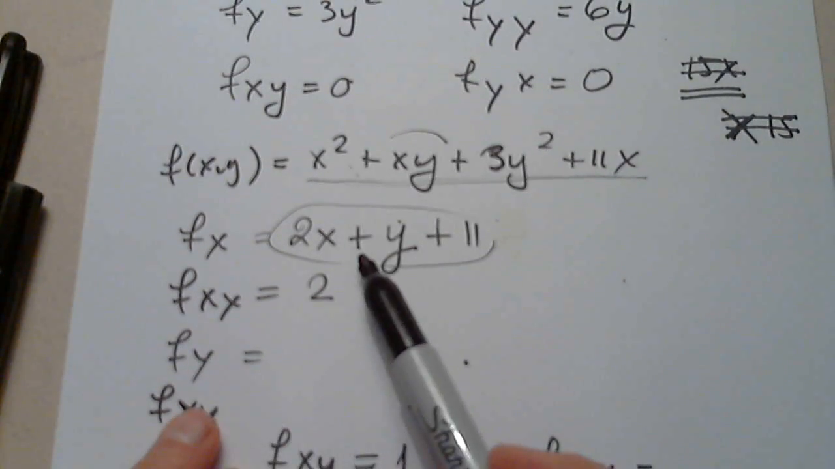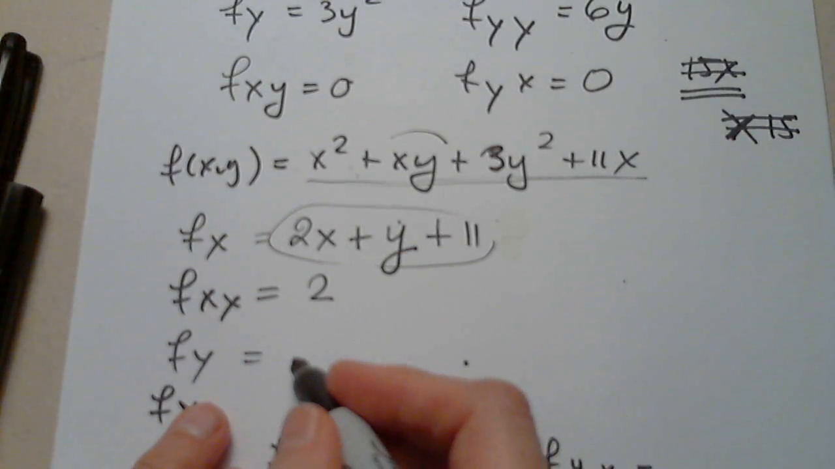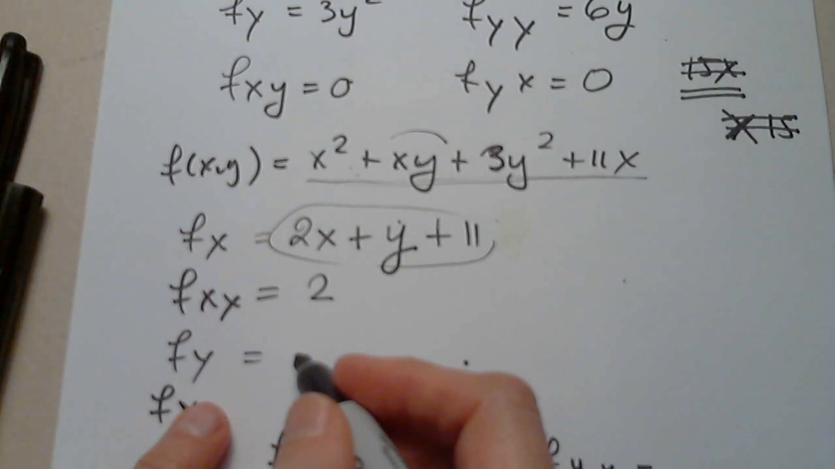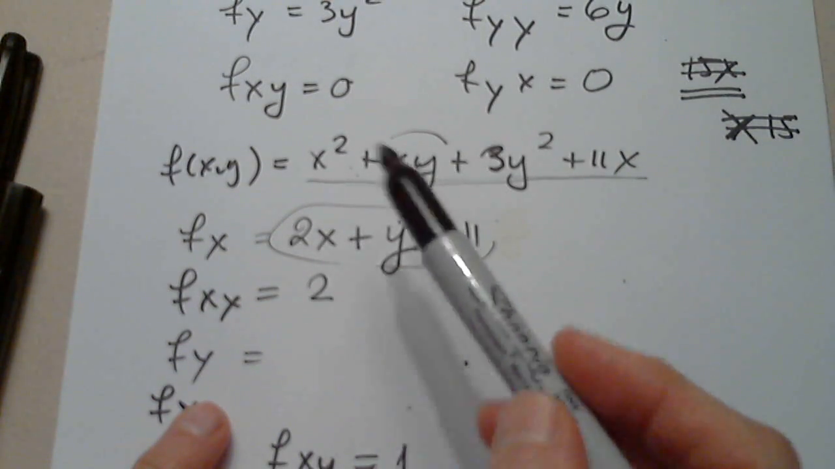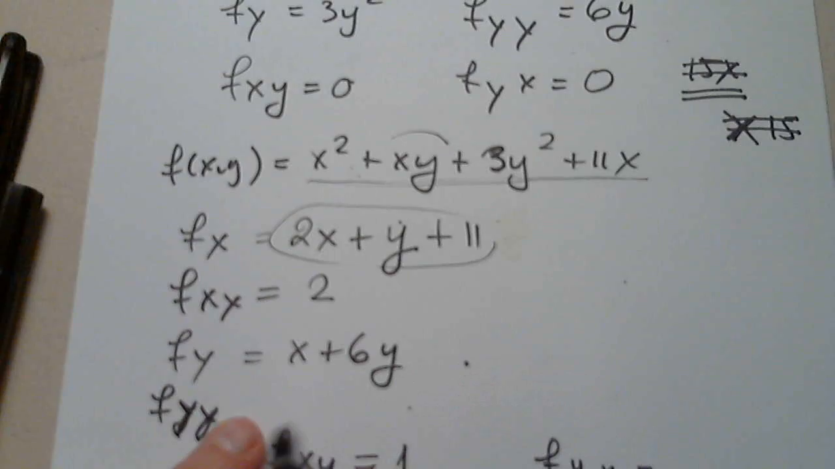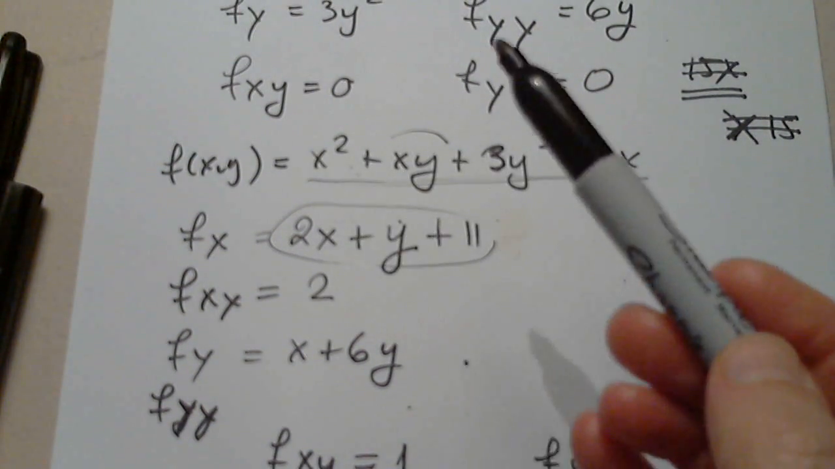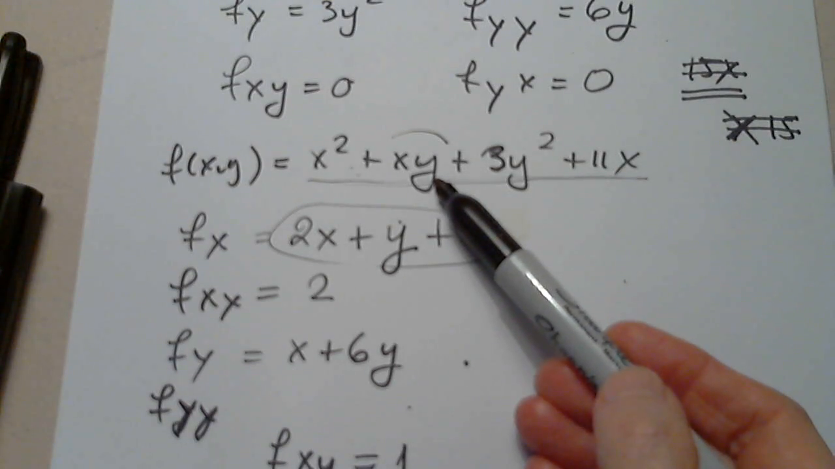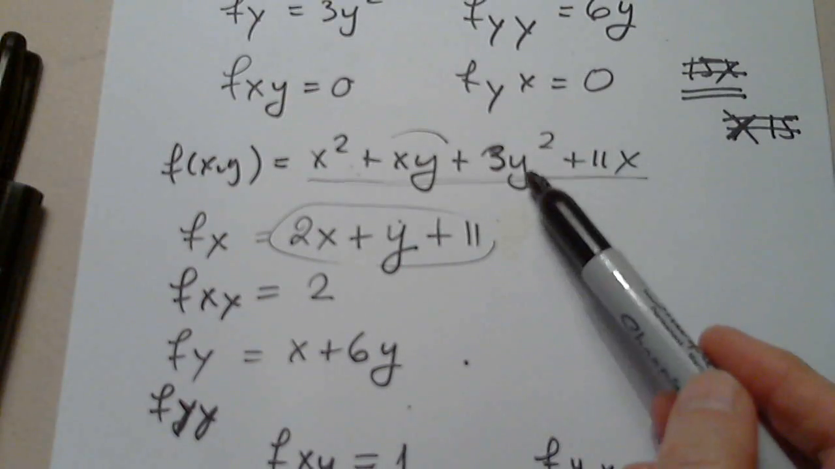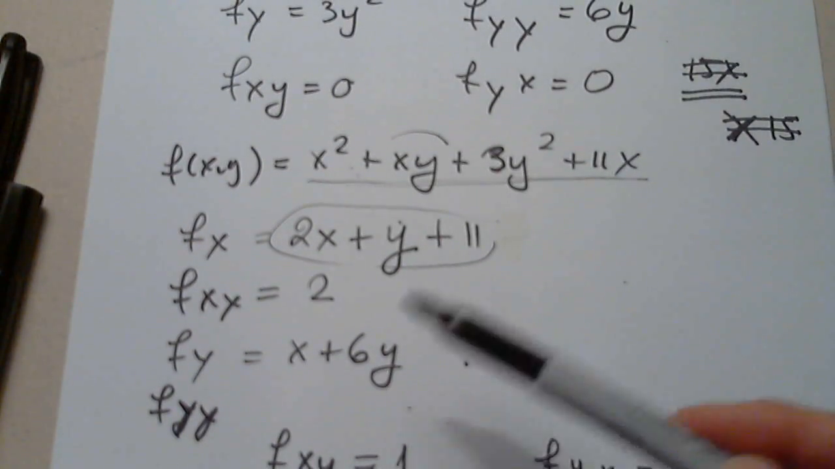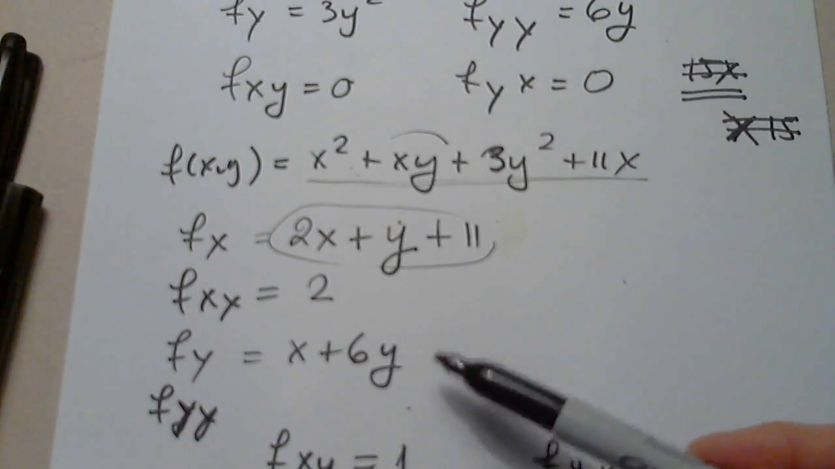Good. Now we go back and we differentiate the original function with respect to y. Is it x plus 6y? X plus 6y. This doesn't have y in it. This does have y in it. So when I differentiate y, I get 1 and the constant stays. When I differentiate with respect to y, I get 6x. And there is no y, meaning this is a constant. When I differentiate it with respect to y, it is 0.